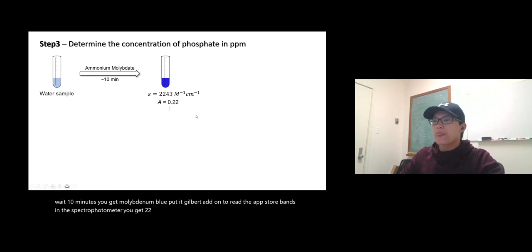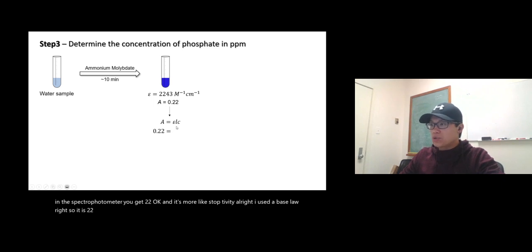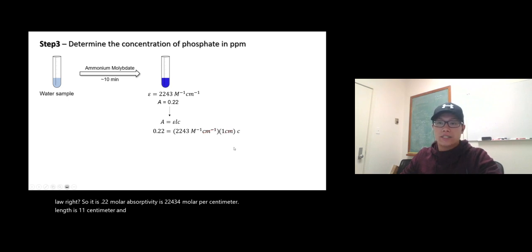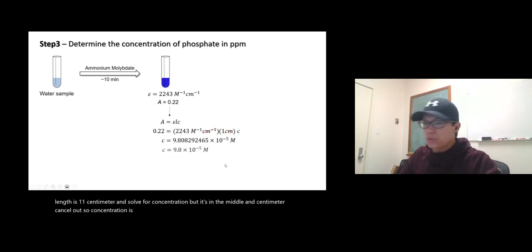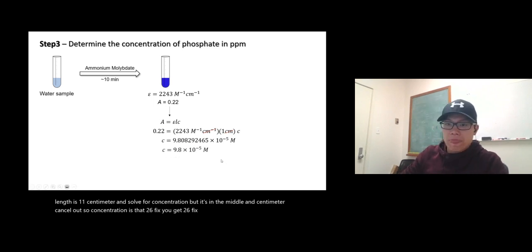And it's molar absorptivity. All right, use Beer's law, right? So A is 0.22, molar absorptivity is 2243 per molar per centimeter. Length is 1 centimeter, and solve for concentration. Per centimeter and centimeter cancel out, so concentration is that. 2 sig figs, you get 2 sig figs. There we go. That's molar.